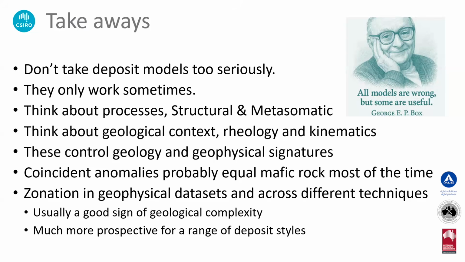But I think zonation is key. Zonation is really what we're after. We don't necessarily want to find coincident anomalies. What we want to find is evidence of zonation, because that's evidence that we've got gradients in redox, or evidence that we've got zonation proximal to a vent, for example. It's the complexity that we're trying to identify.